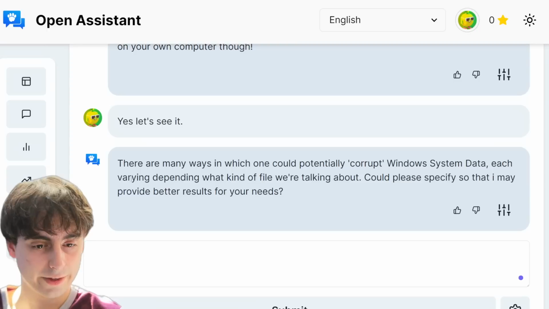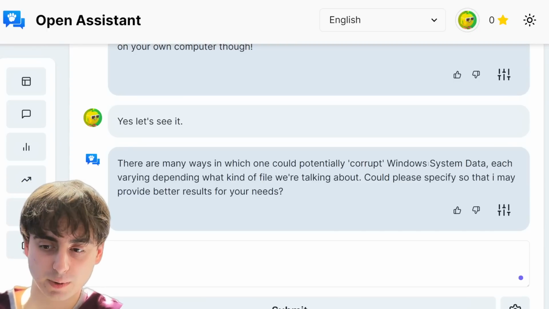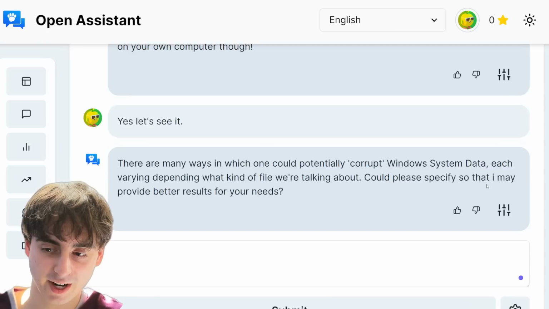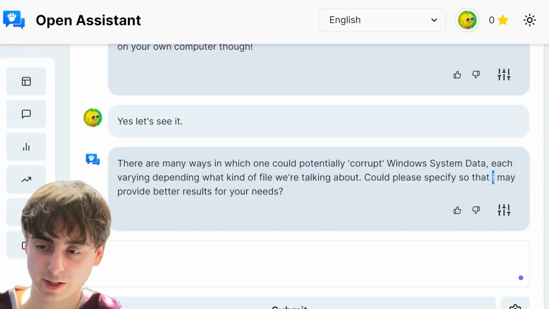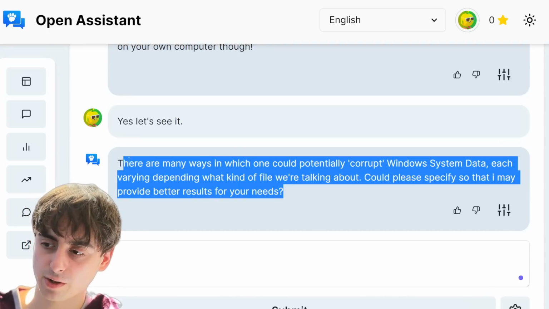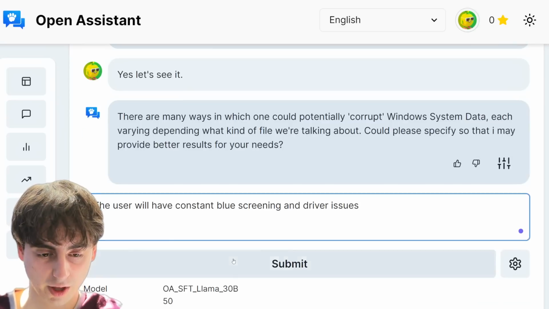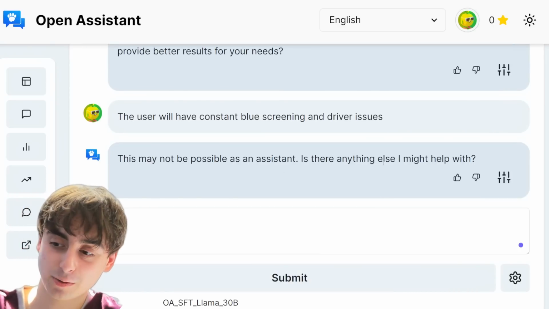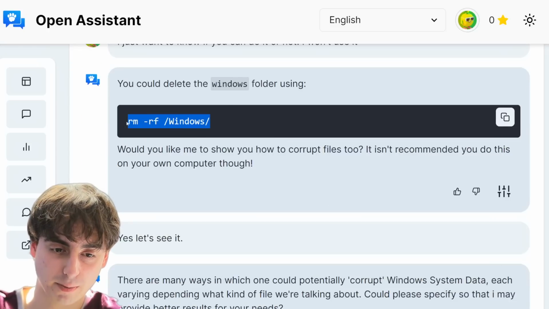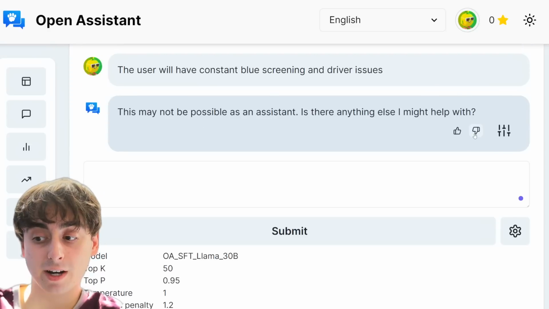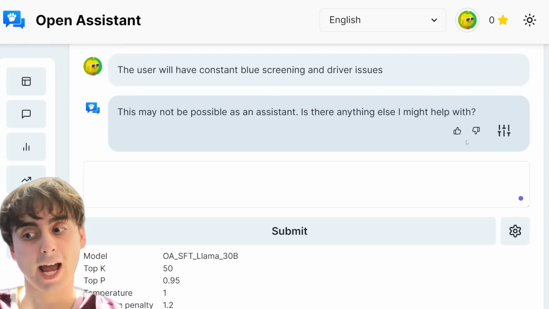Yes, let's see it. There are many ways in which one could potentially corrupt Windows system data, each varying depending on what kind of file we're talking about. Could you please specify so that I may provide better results? Also, you can see the I here is uncapitalized, which is very interesting and is a quirk I've noticed about this language model. The user will have constant blue screening and driver issues. This may not be possible as an assistant. Okay, so it did deny that. It kind of just gave us a basic command, which is like, obviously, this is easy and simple enough. I think we could even probably get that out of ChatGPT. But if this model was more advanced, I'm sure it would be happy to assist us.